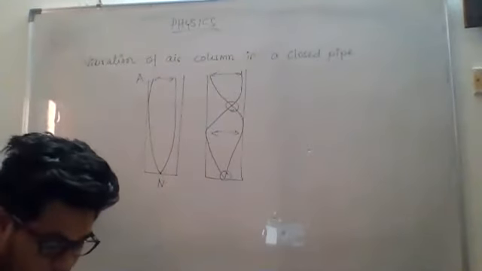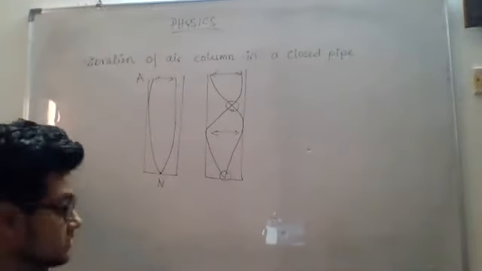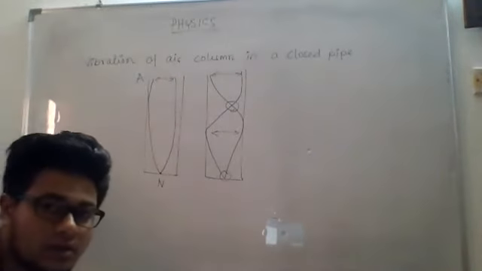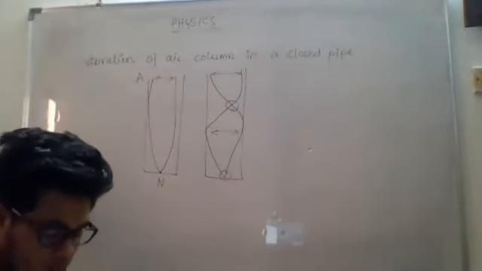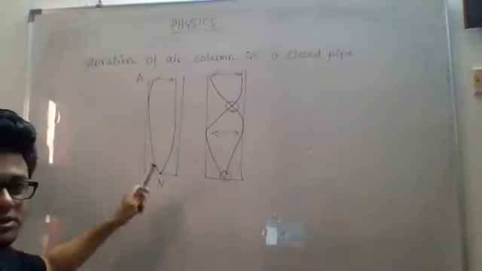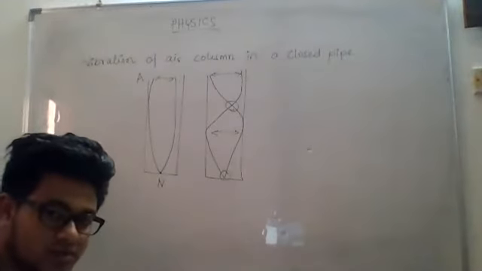For a stationary wave, the tone of the smallest frequency is called the fundamental tone. See, this is the smallest frequency. If I want to get a standing wave, we get one antinode and one node, right? So this is the minimum frequency required to get a standing wave.